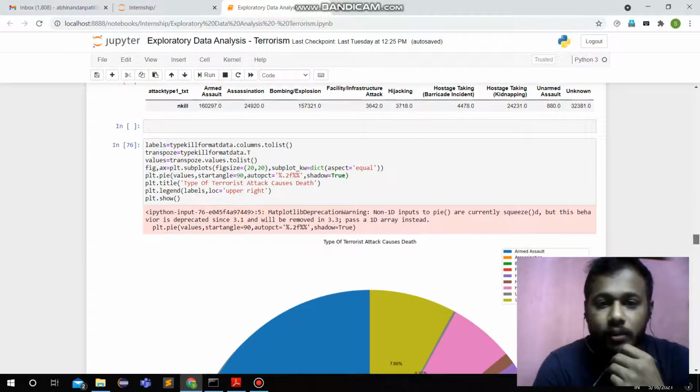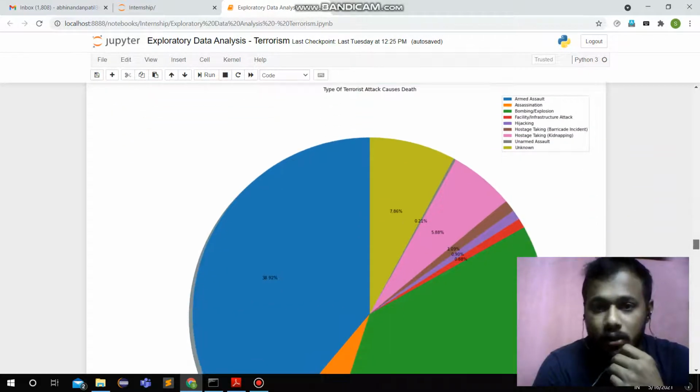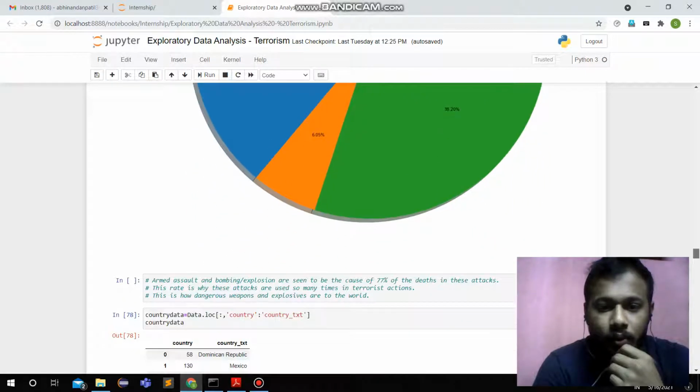After that, I made the pie chart for the number of people killed by type of terror attack. Here is the pie chart. From the above pie chart, it is clear that armed assault and bombing explosions are the cause of 77% of the deaths in these attacks. This rate is why these attacks are used so many times in terrorist actions. This is how dangerous weapons and explosives are to the world.